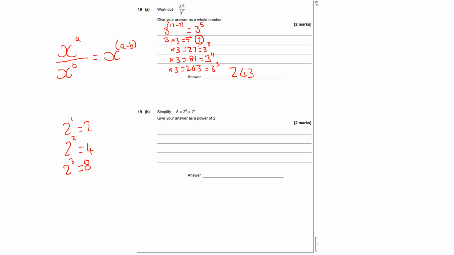So instead of 8 times 2 to the power of 6 times 2 to the power of 4, I'm going to write 2 to the power of 3 times 2 to the power of 6 times 2 to the power of 4. And this rule is like the opposite of the other, where we can add the indices. So 2 to the power of 3 plus 6 plus 4, which is 2 to the power of 13, and it asks us to give it as a power of 2, so that's 2 to the power of 13. And on to the next question.